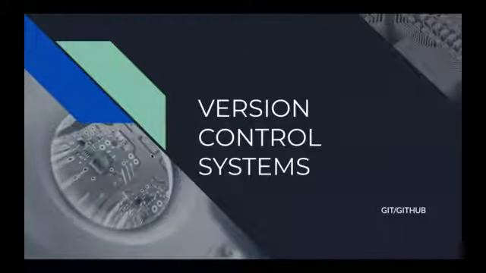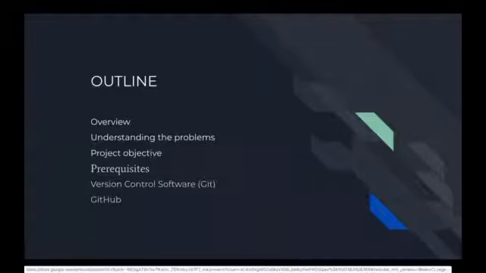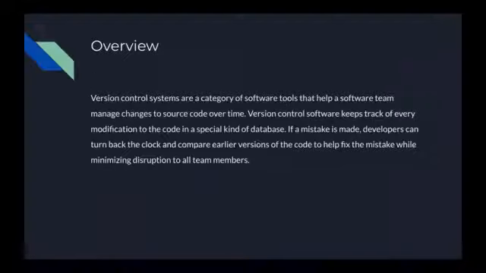Okay, so this is the outline for the presentation we have today. There's an overview, understanding the problems, project objective, the prerequisites, version control software, and GitHub. The overview is just a basic definition of what version control is.